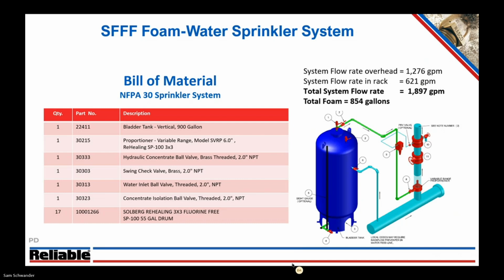I think I saw somewhere in the chat someone was asking about the feet of pipe to keep from the bladder tank. A good general rule of thumb is approximately 35 feet of equivalent length. It depends on the type of concentrate. We do have friction loss charts for given concentrates, but generally a good rule of thumb is approximately 35 feet of equivalent pipe. We can reduce that, of course, by increasing concentrate piping size, things like that. But for this example, this is the bill of materials for the foam concentrate proportioning system.